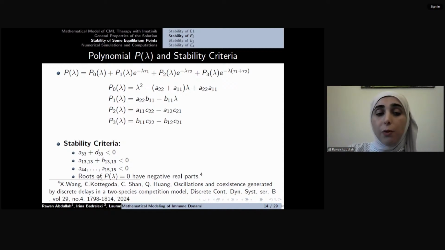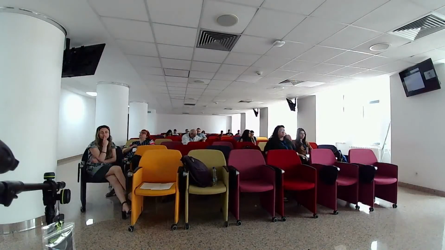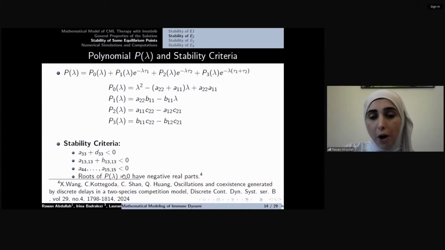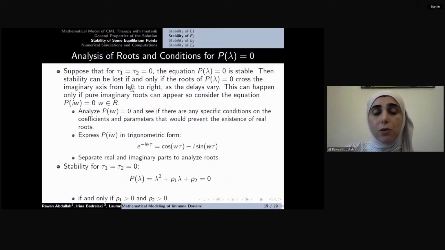The fourth one, we should use the following reference in order to study the roots of P of lambda equals 0. So the condition is that this equation should have roots with no positive real part. In order to study this, we should start with the supposition that for tau 1 equal tau 2 equal to 0, the equation P of lambda is stable.